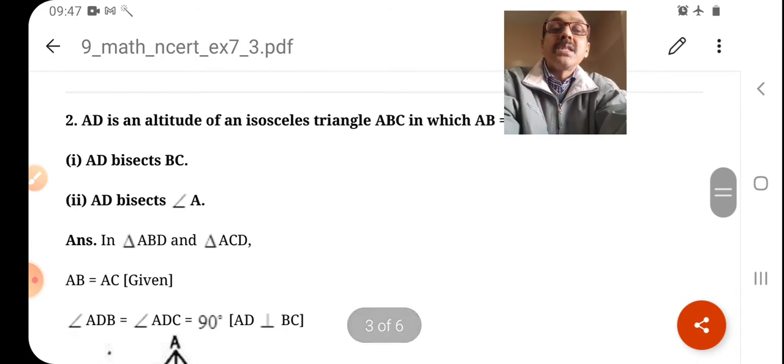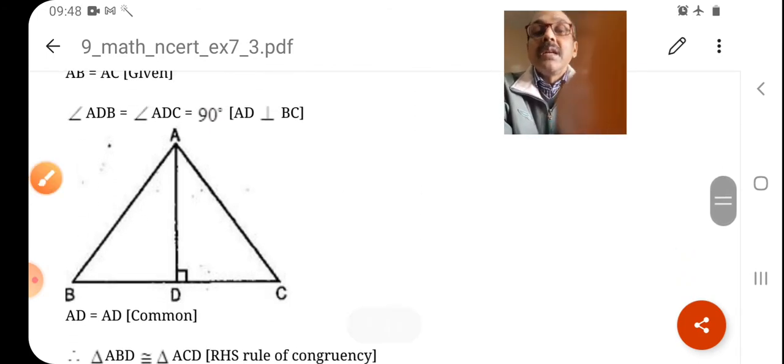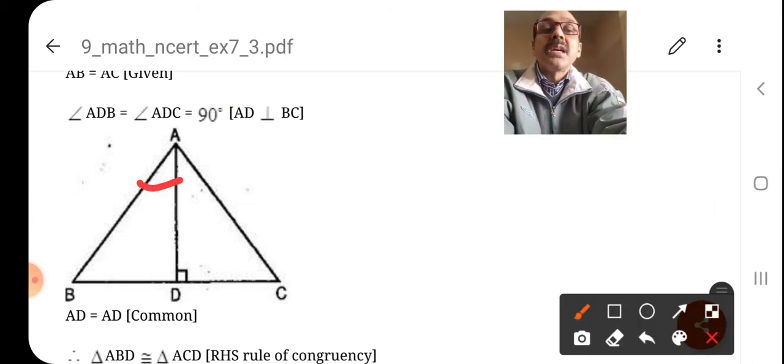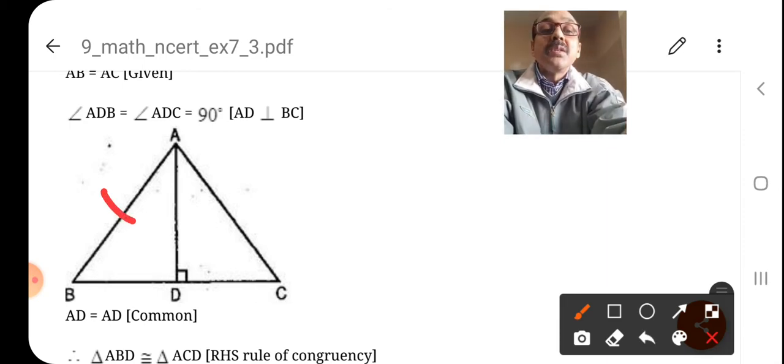And number 2 is that AD bisects angle A also. So we have to show this angle equals this angle, and BD equals CD. It is given in the question that AB equals AC and this angle is 90 degrees, that is, AD is perpendicular to BC.